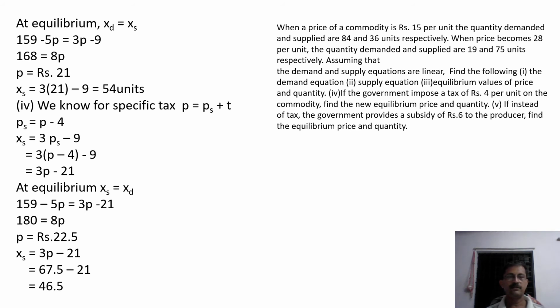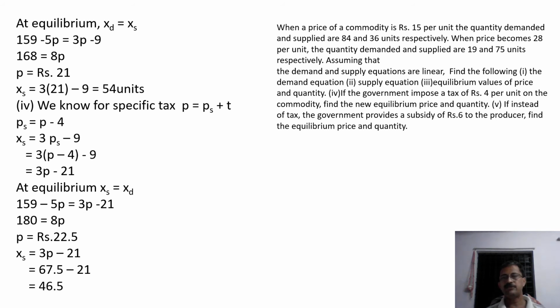Then at equilibrium, when we equate XS and XD, that is 159 minus 5P and 3P minus 21, we get the new equilibrium price P equal to rupees 22.5 and the new equilibrium quantity 46.5.